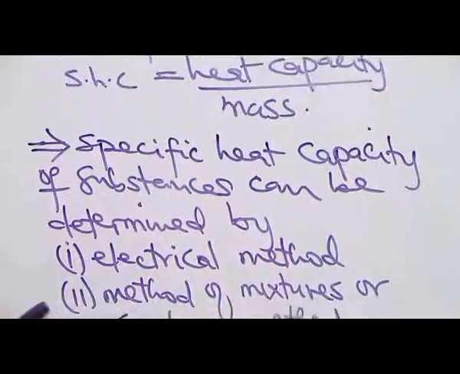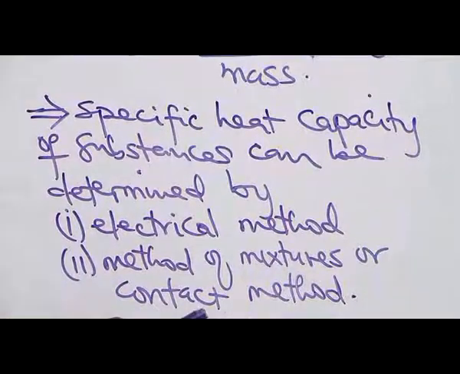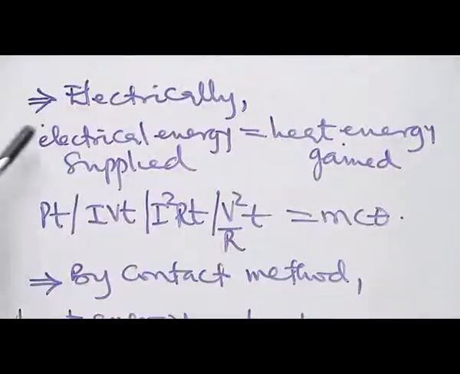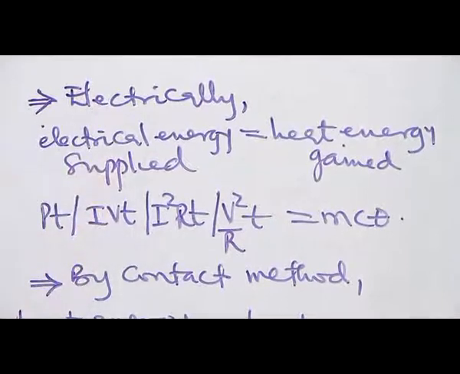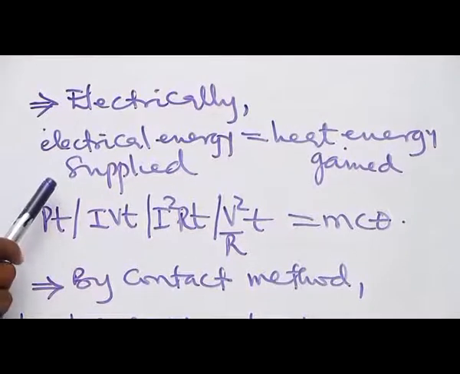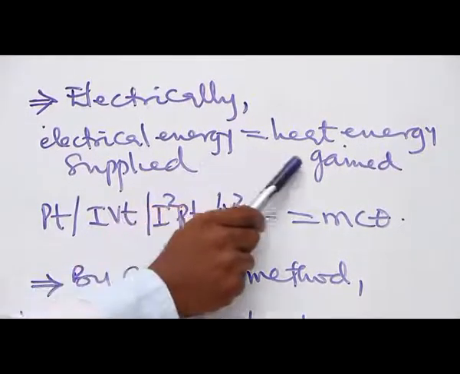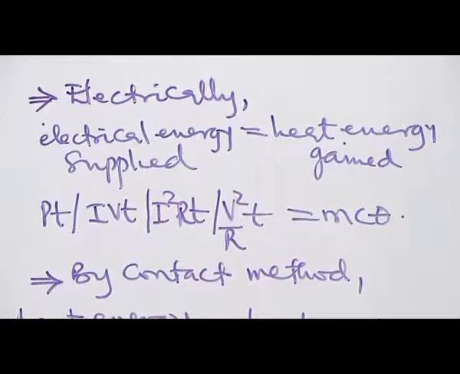Specific heat capacity of substances can be determined by 1. Electrical method, 2. Method of mixtures or contact method. Electrically, that's electrical method, we make use of the fact that the electrical energy supplied is equal to the heat energy gained by the substance.